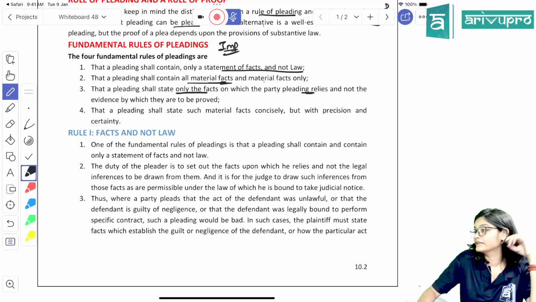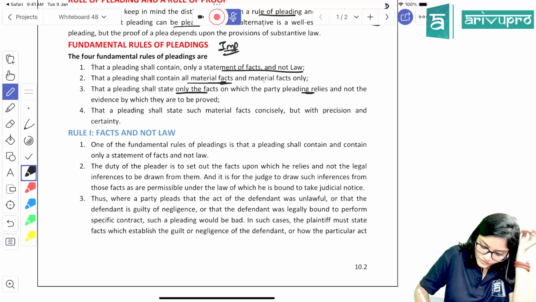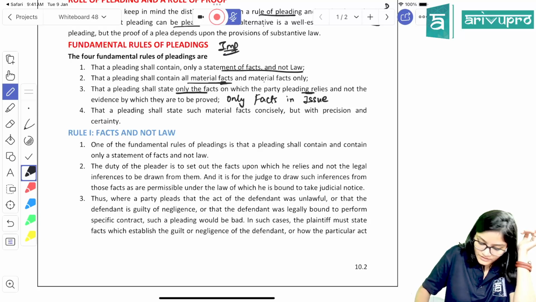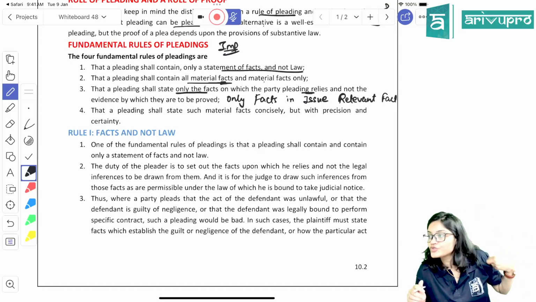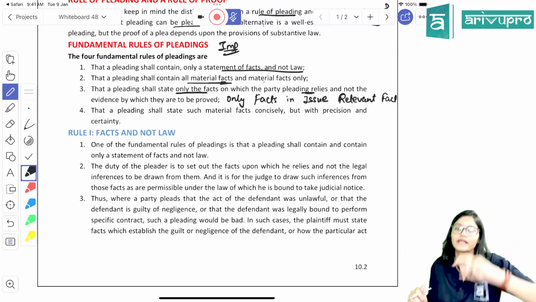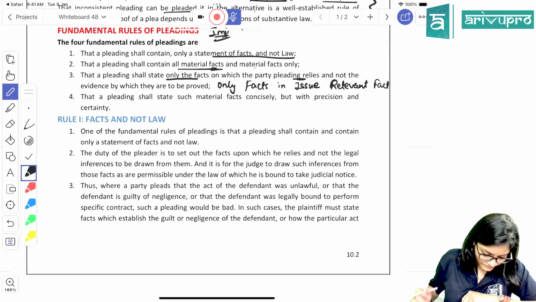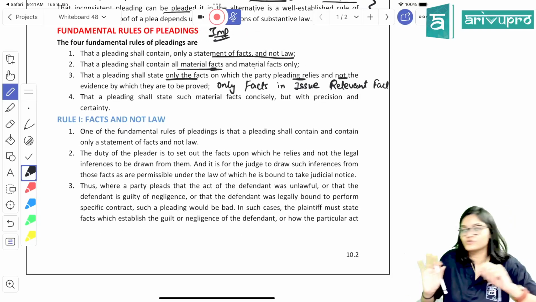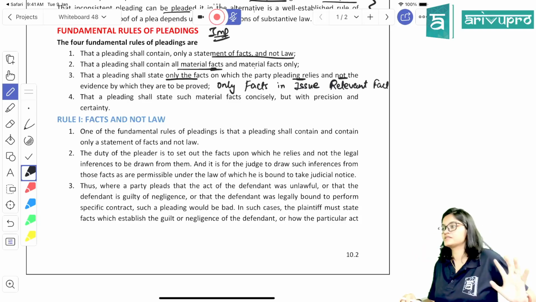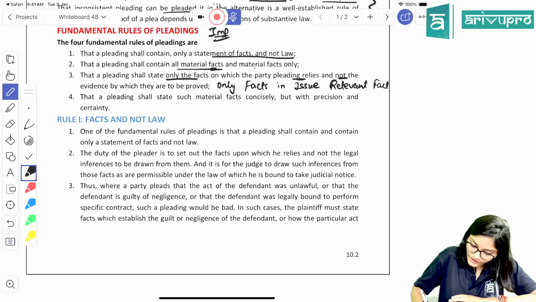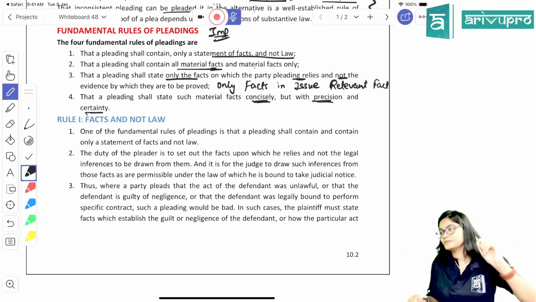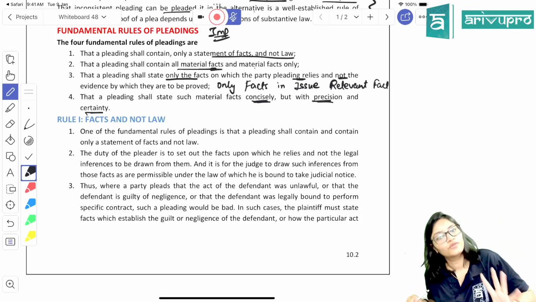If you remember, we have studied the Indian Evidence Act. So what will you mention? Only facts in issue and not the relevant facts. Only facts in issue you are going to mention, not those facts which will help you in proving. That means only facts and no evidence. You don't have to mention the evidence, right? Only facts, whatever the matter is, that only you have to mention. Don't worry, all this we are going to study in detail. Fourth, that a pleading shall state such material facts concisely but with precision and certainty. Concisely but properly, right? Uncertain things are not needed. So four fundamental rules are there.